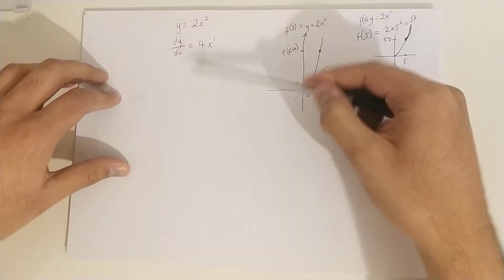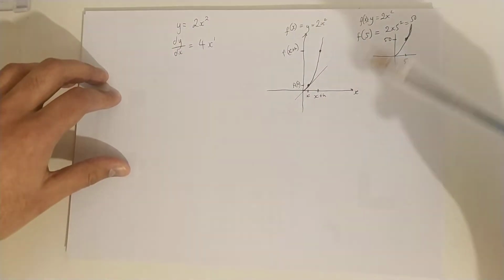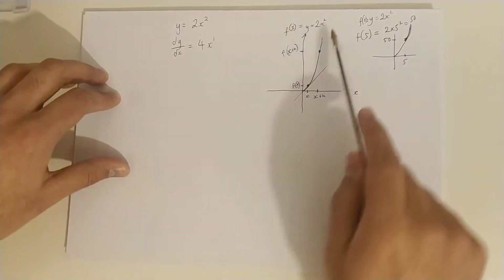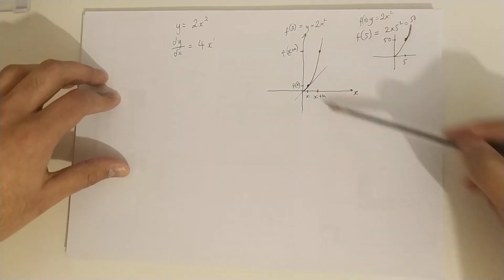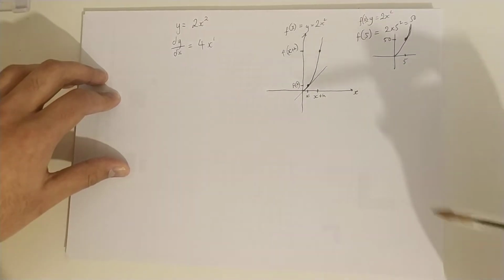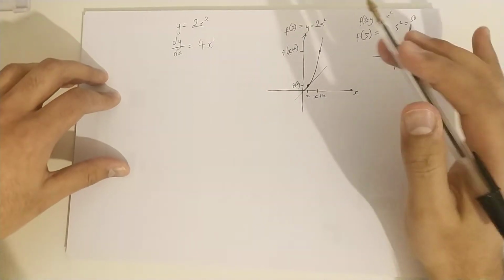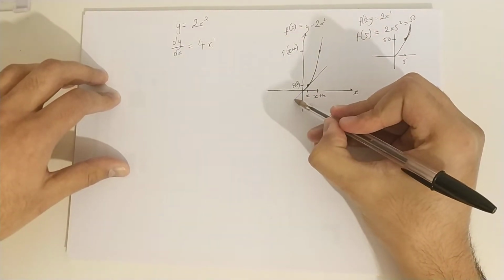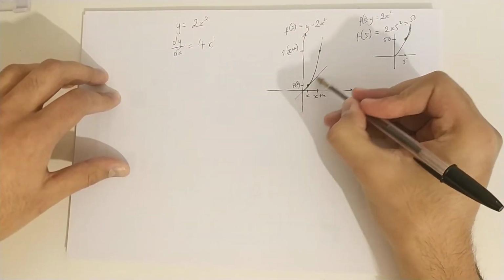I want to prove it for every single type of function, but I might leave that for a later video. But let's just continue with this, and we'll hopefully see that we do very systematically end up with this same function 4x. Right, so we've got that.